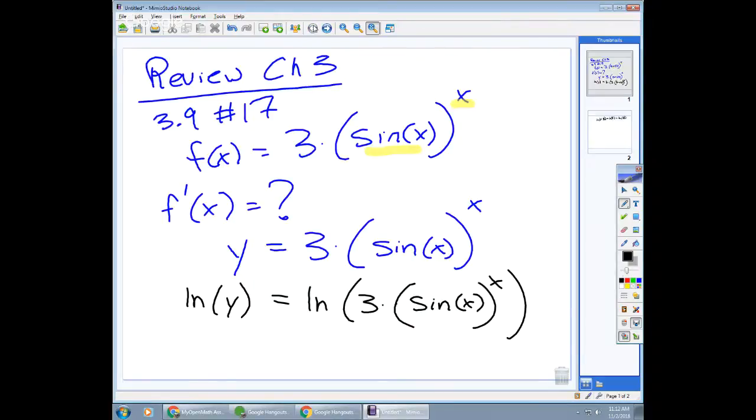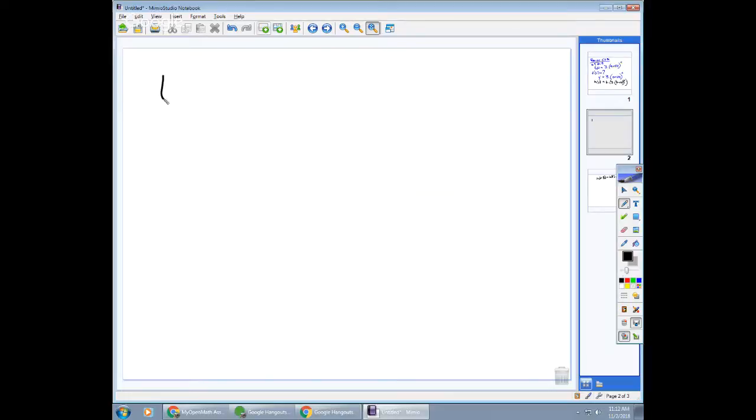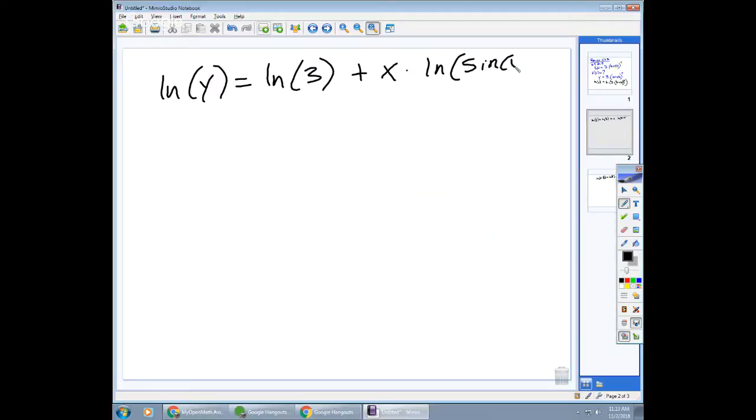So back here, new page. That's going to give me the natural log of y equals the natural log of 3 plus, now I can go x times the natural log of the sine of x. Because I can pull that power out now that I've isolated the sine of x. And I can implicitly differentiate now.